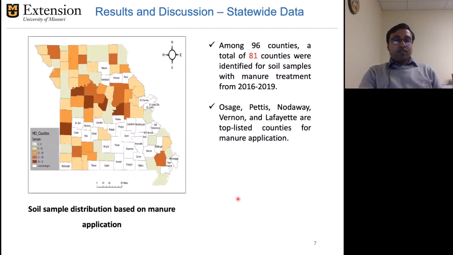So here we can see the soil sample distribution based on manure application, across a total of 96 counties. We collected all soil samples from 96 counties. However, we collected soil samples that received manure treatment from 81 counties. Some counties really have good manure application, like Osage, Pettis, Nodaway, but you can see some counties in white color, near Lake of the Ozarks, so we didn't receive soil samples from there.